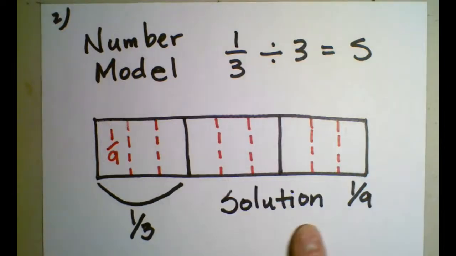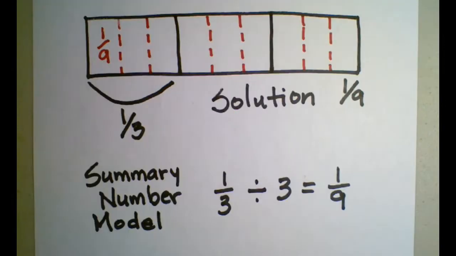So that's what's going to go on our solution line. The solution is 1/9 of the community garden space. So now we can create our summary number model where we just take out the variable and replace it with the answer, or the solution. So 1/3 divided by 3 is 1/9.